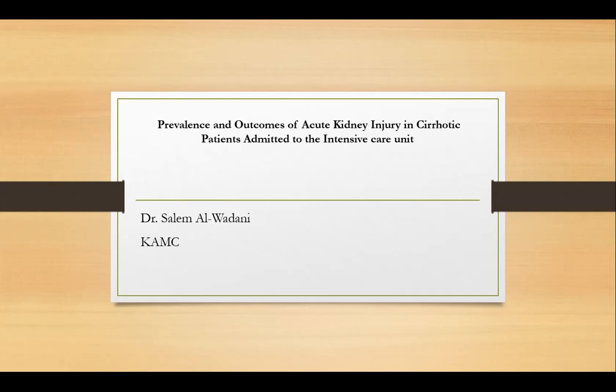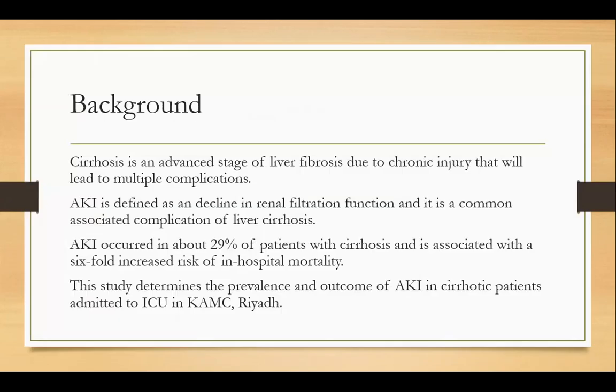intensive care unit. So I'll start with the definition of liver cirrhosis as an advanced stage of liver fibrosis due to chronic injury that would lead to deranged function of the liver and multi-system involvement due to its complications, either directly or indirectly, which eventually lead to increased morbidity and mortality. Acute kidney injury is an acute decline in renal function and renal filtration function, and it is a common associated complication of liver cirrhosis.